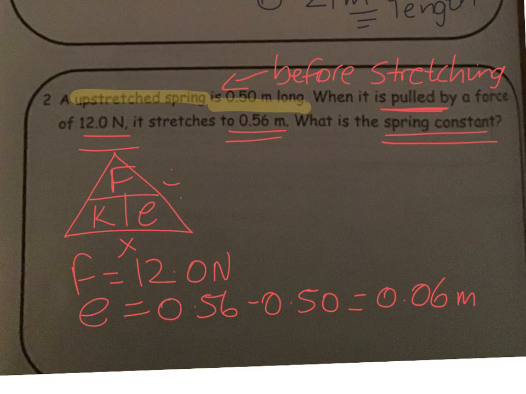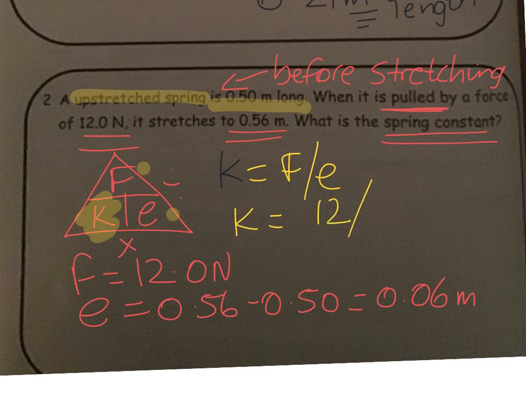Now we're ready. We've got our two pieces of information. We can find the third, and we are looking for the spring constant. So remember, put your finger over the thing that you're trying to find, which is the K, which is constant, and we get force divided by extension. It's very important you get your marks for physically writing out the formula. So K equals force divided by extension. Now we know that our force is 12 and we've worked out our extension is 0.06. And if we slot that into the calculator, we will get 200.